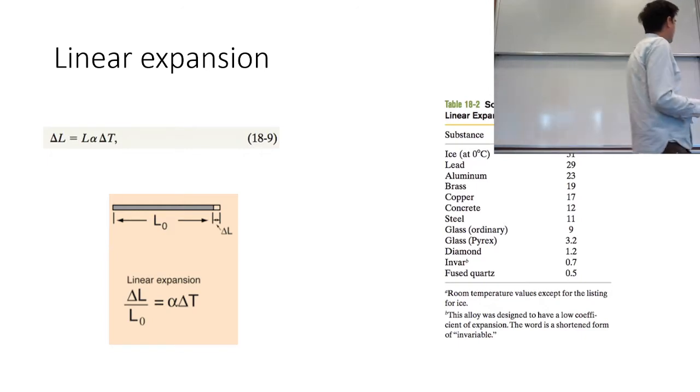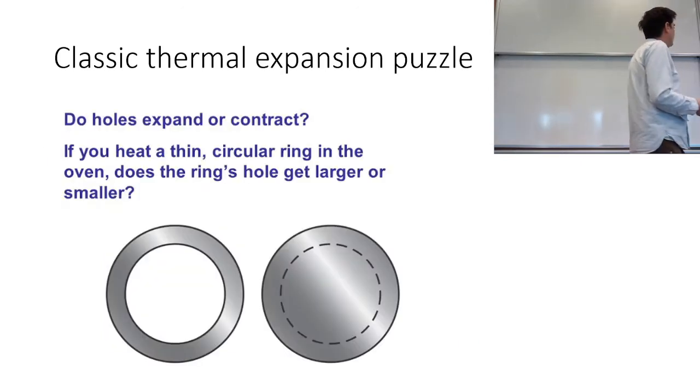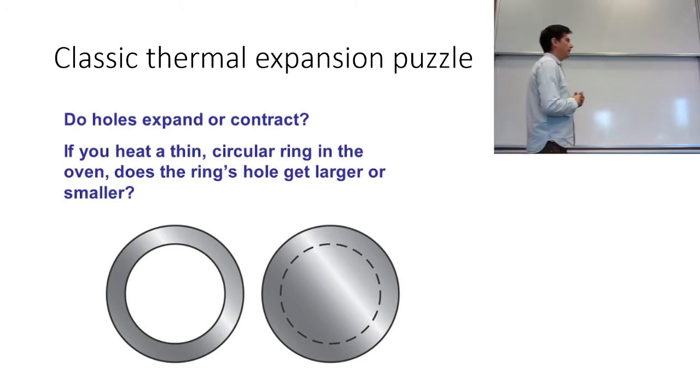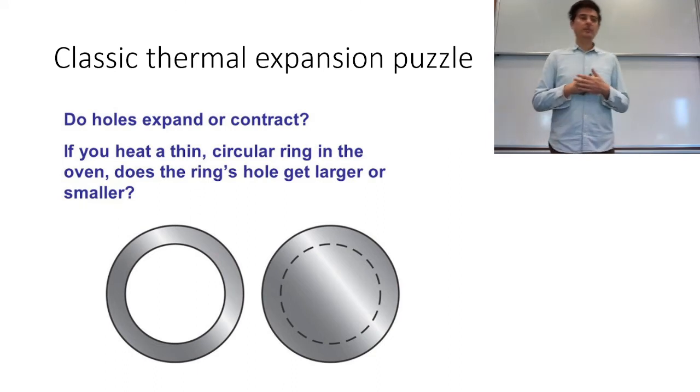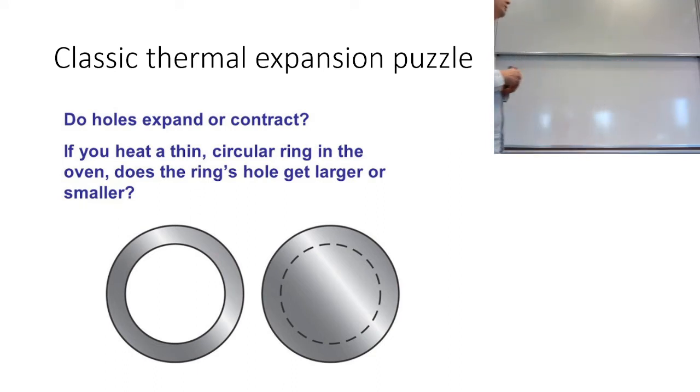Okay, so given this, this is a classic thermal expansion puzzle, or a mind twister. So if you've got something like this, a hole in a metallic ring like this, right? If you heat this up, does the ring's hole get larger or smaller? Smaller. Okay.